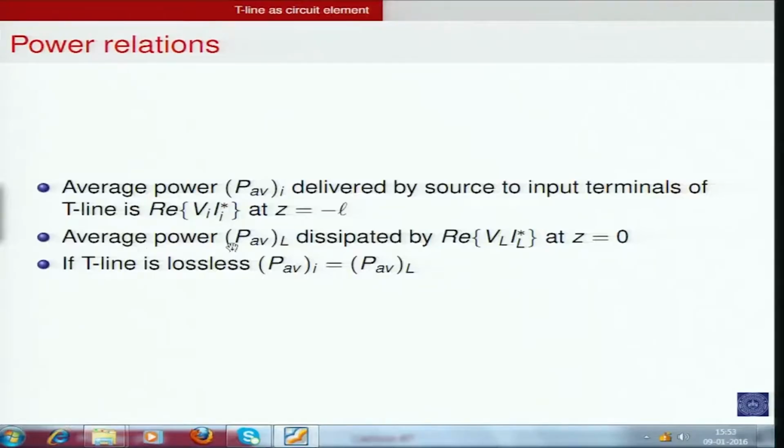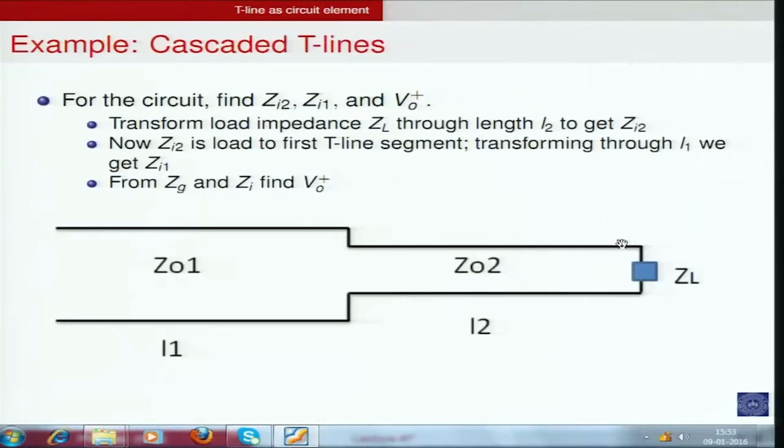Okay, the average power dissipated by the load is half the real part of VL into IL conjugate, and this occurs at z equal to 0 because that's where we have kept the load. If the transmission line in between is lossless, whatever the average input power given to the input terminals of the transmission line will exactly be the one that is delivered across the load. Okay, so there is no loss out there.